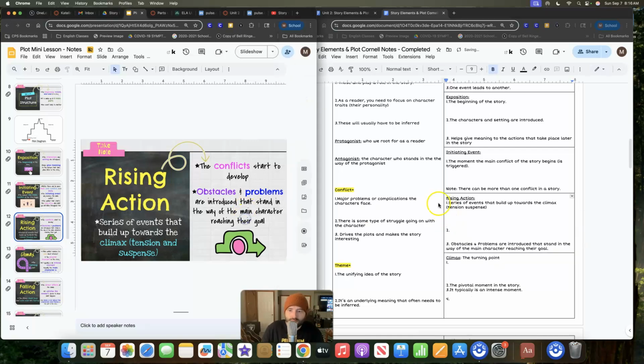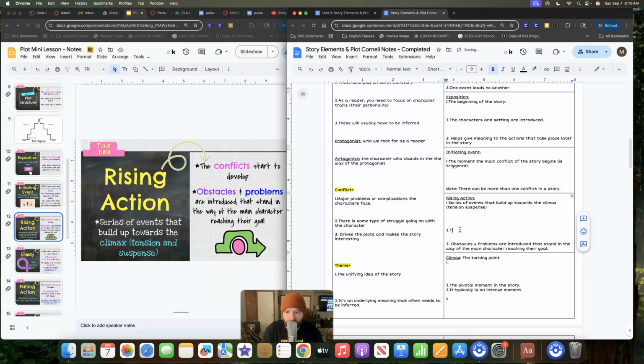Now, in this rising action, the conflict is developing. It's building, like we said, just another way of saying building. So it starts to develop here. And then obstacles and problems are introduced that stand in the way of the main character reaching their goal.